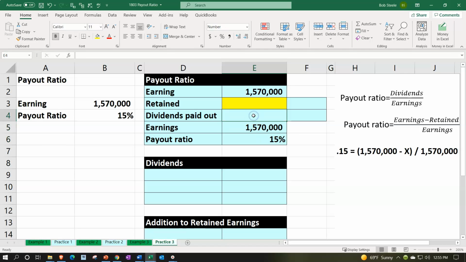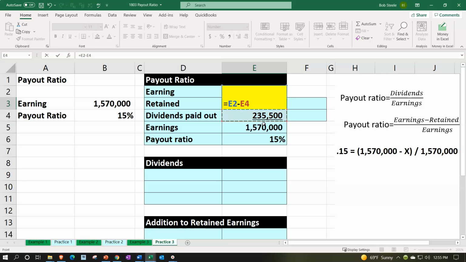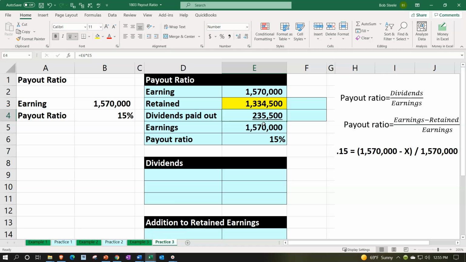So if I want to back into the dividend payout, it would be equal to the 15% times the 1,570,000, giving us the 235. I'm going to put an underline there, and then I know that this minus this would equal that, so I'm going to back in to the retained amount. The retained amount then has to be this minus this, and that'll give us the 1,334,500. And then you can basically double check these if you so choose.